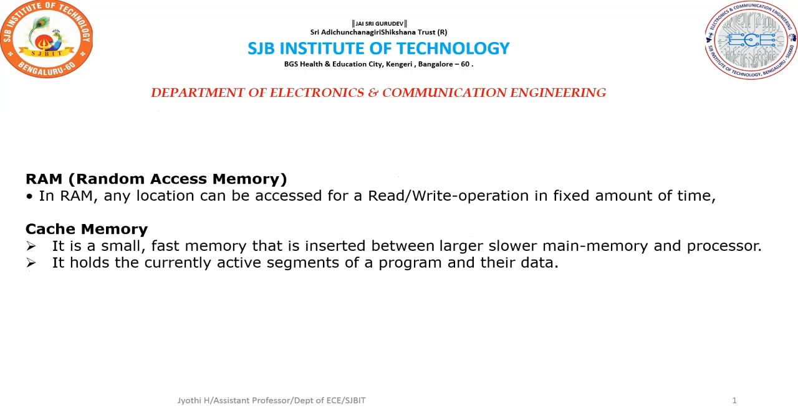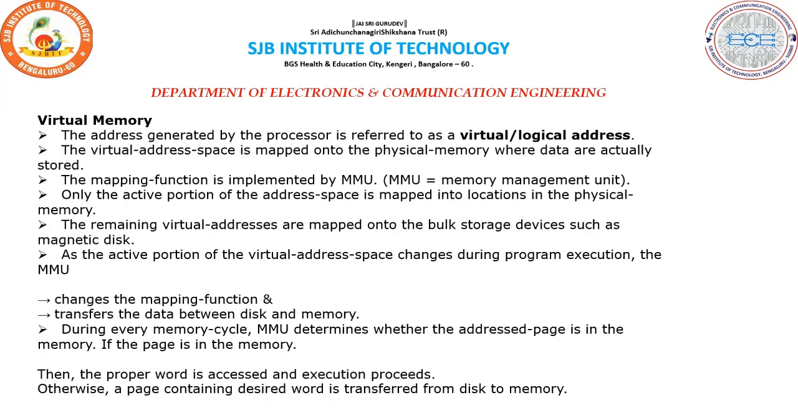RAM, we know, is the random access memory. Any location can be accessed for a read or write operation in a fixed amount of time. The cache memory is small in size and faster, and is inserted between the larger, slower main memory and the processor. It holds the currently active segments of the program and their data.